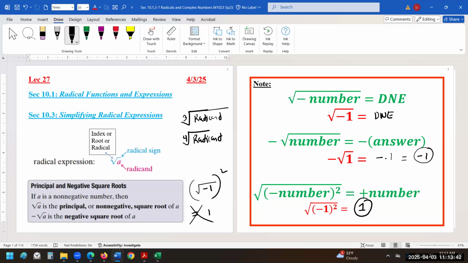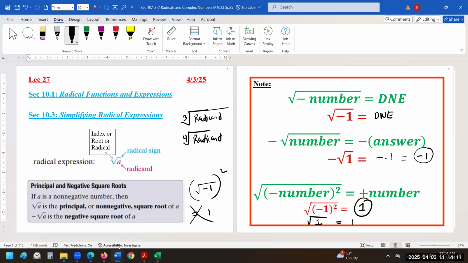Why? Because whatever comes inside, you always have to do that first. So for this one, we have square root of (-1) squared, -1 times -1 is +1. And what is the square root of +1? 1. That's why if you have the square root of (-1) squared, the answer is 1.